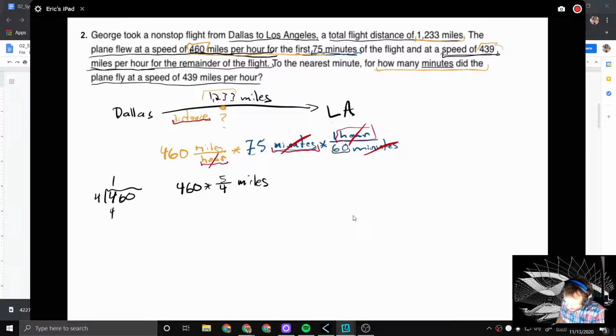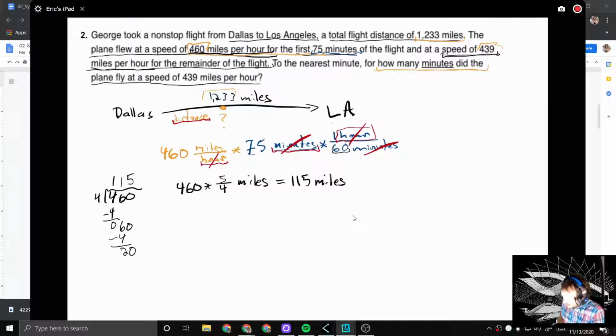1 times 4 is 4. Subtract, bring down our 60. 4 goes into 60. I guess 4 goes into 6 one time. 1 times 4 is 4. Subtract and get 2. Bring the 0 down. How many times is 4 going into 20? 15. And we get that same answer without the mental gymnastics, 115 miles.